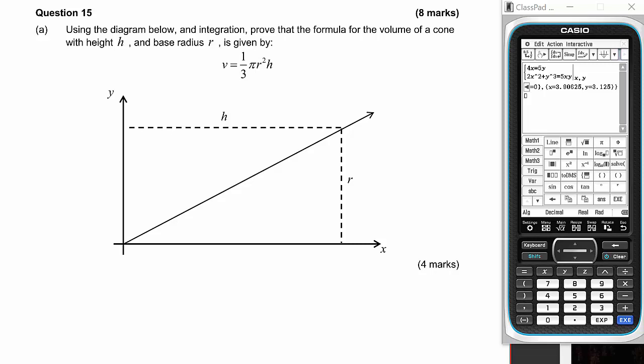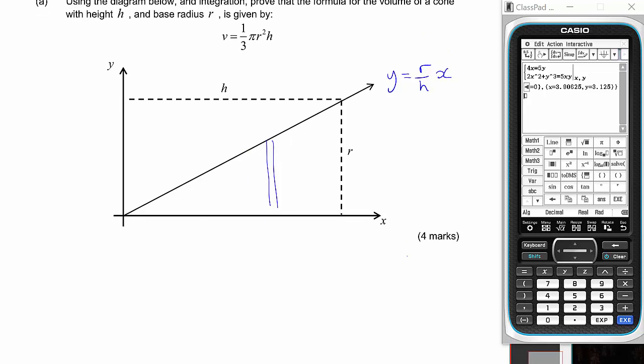Using the diagram below, an integration proved that the formula for the volume of a cone with height h and base radius r is given by this expression here. Now the first thing to identify is the line here, so rise over run, is y equals r over h x. The other thing is, if we want to get a cone with a height h and base radius r, we must be rotating around the x-axis. That would give us a circle at this end with radius r and a height of h.